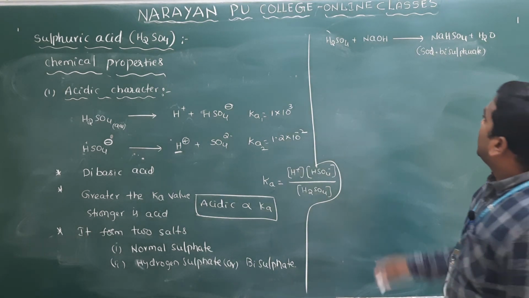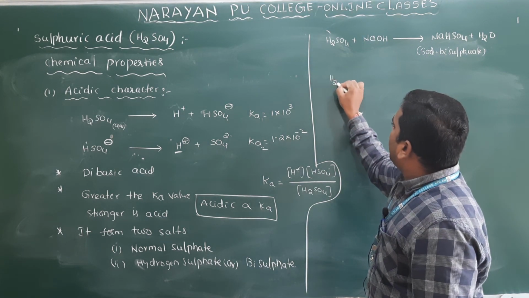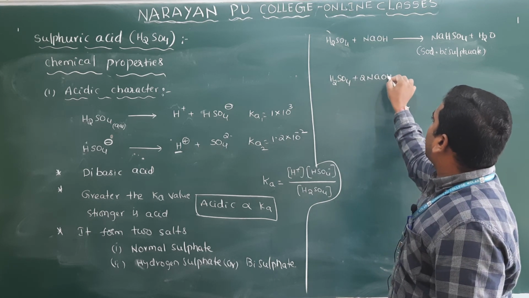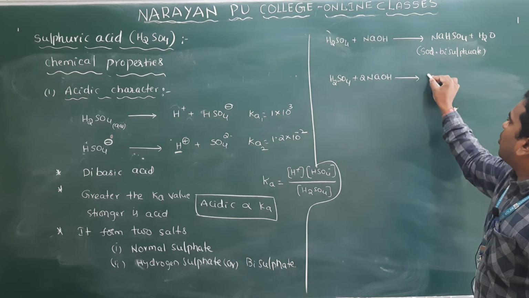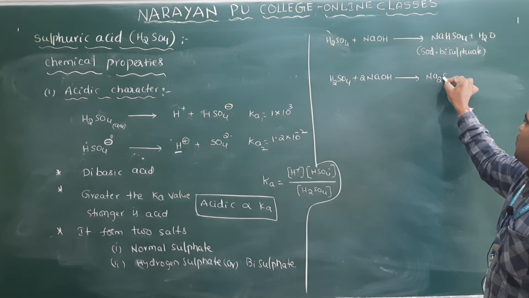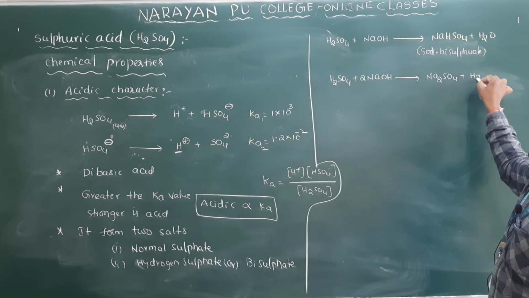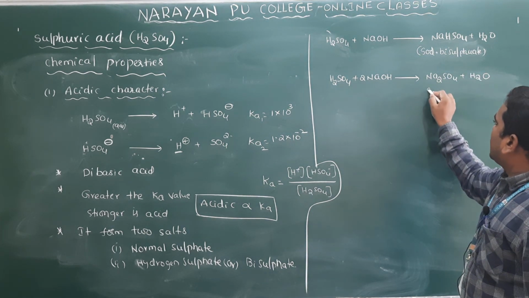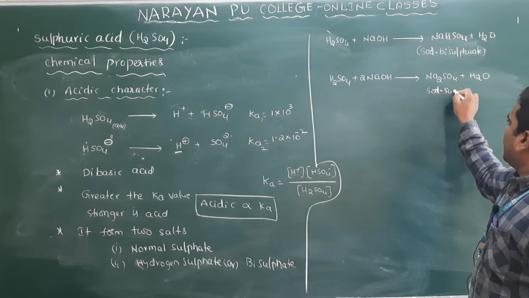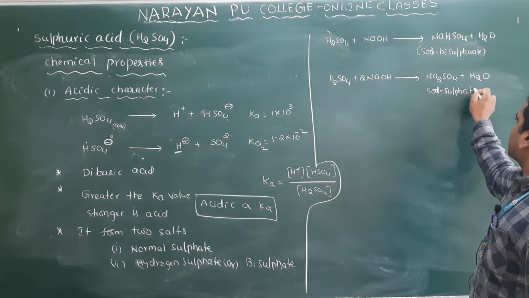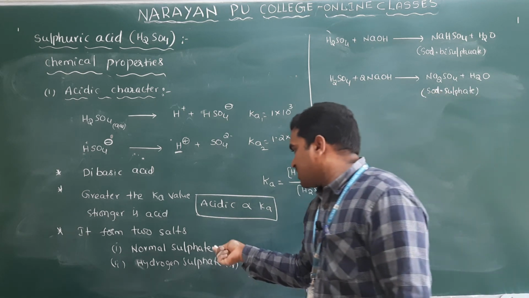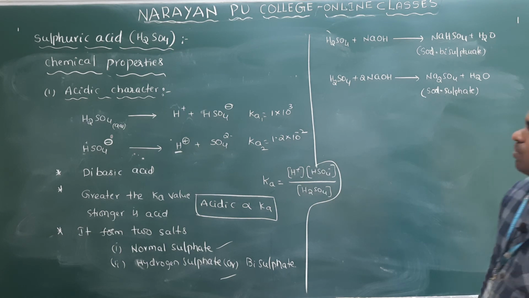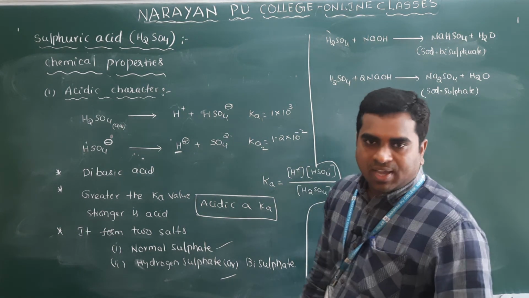Clear? So if you use an excess amount of base, 2 moles, 2 NaOH, then what compound will you get? You will get Na2SO4 plus H2O. We call this Na2SO4 sodium sulfate. So that's why it forms 2 types of salts: one is a normal sulfate and another one is a bisulfate. Clear? So this is about the acidic character.